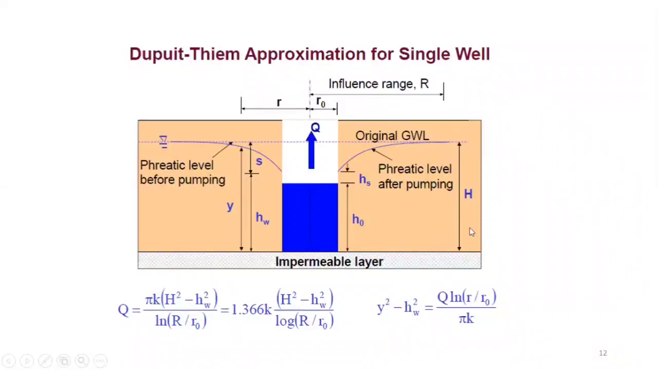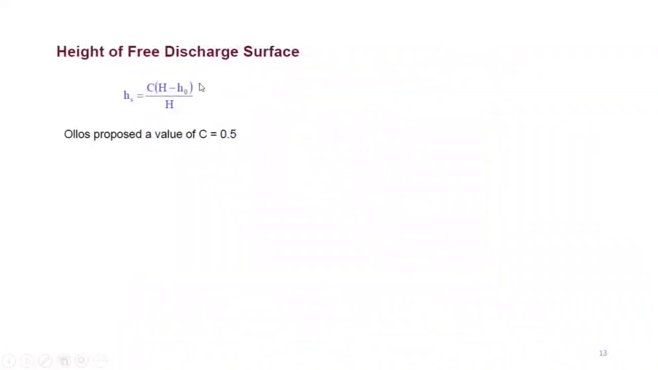You can see the phreatic line before and the phreatic line after. So here are some terminologies. H is the distance from the impermeable layer. Once I say impermeable layer, it means a layer in which you can have a very low K, or I would say a no K situation. No flow of water is possible from this layer. So H is simply the distance from the impermeable layer to the groundwater table. Then you have H naught, which is the level of the water in the well just before pumping. Hs, if you see over here, is the height of the free discharge surface.